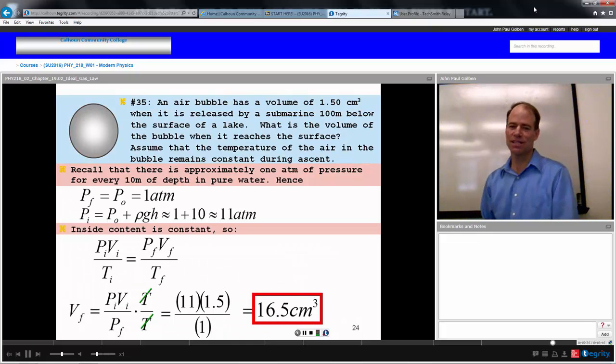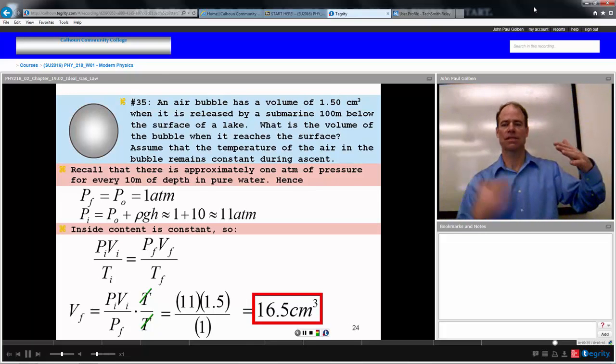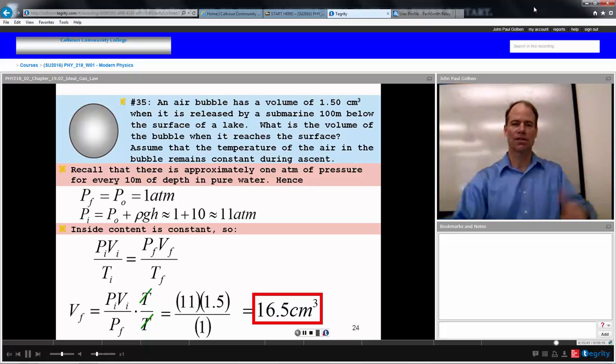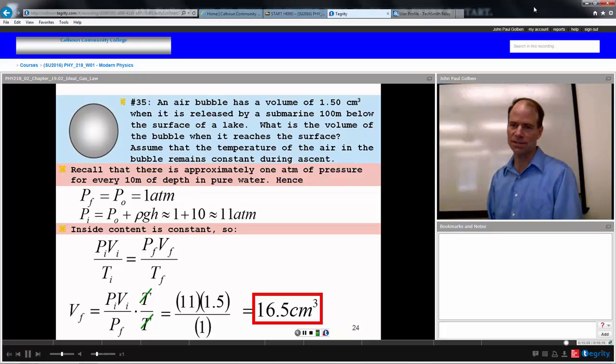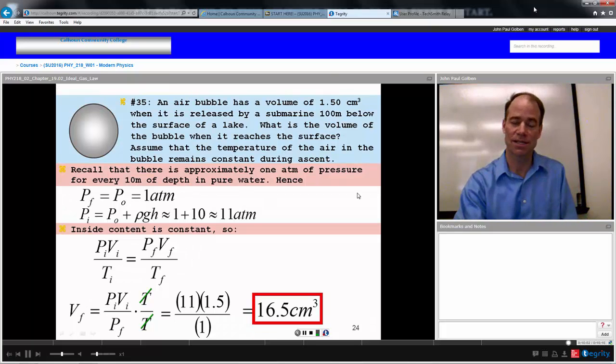So you can see the challenge that a diver would have if they were deep underwater as they change their height within the water. The volume of the gas within their body will change. If that gas is dissolved within their bloodstream, it will form bubbles in the bloodstream, and you'll get the condition called the bends. So you can see that this is a problem dealing with, in a sense, the ideal gas law.